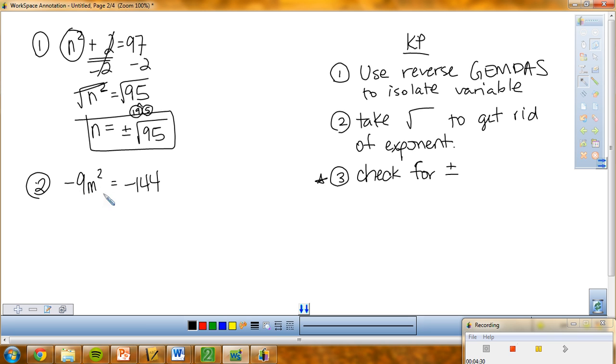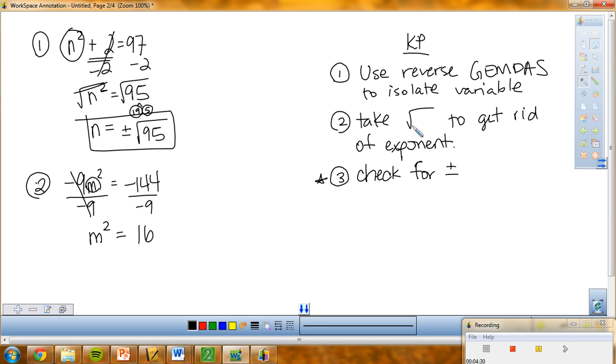So here again, I want to isolate my variable. I'm going to follow reverse GEMDAS. So I don't have any addition or subtraction, but I do have this negative 9 in front. Since I don't see a sign in between my 9 and my m squared, I know that this is really a multiplication. So I'm going to divide by negative 9 on both sides, which leaves my m squared by itself. Negative 144 divided by negative 9 gives me 16.